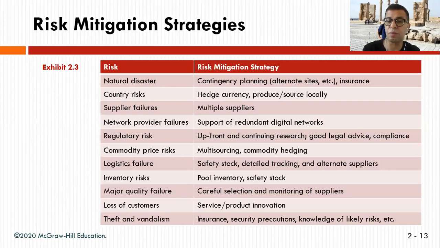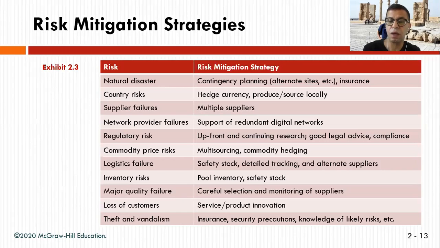You need to look at supplier failure. This way you can do a multiple-supplier setup, so if one supplier fails, the other suppliers can still meet your need and demand. Network provider failure: to mitigate it, you support a redundant digital network. As I said with the electricity, once your network has failed, there is another way of getting your network supplied.